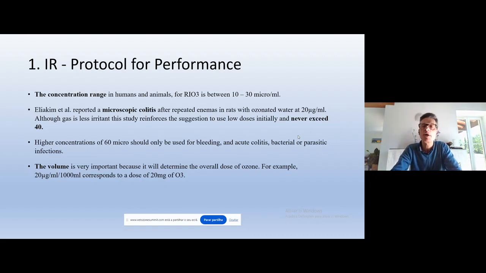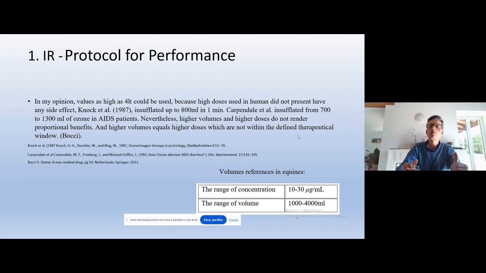In terms of volume, I want to leave the idea that the volume is very, very important, because the volume will determine the total dose of ozone that is administered, and this is very important for our calculations as well. In terms of volumes, we have a wide range, because of the studies with ozone, it was Carpendale. I think Carpendale is the human medicine doctor from New York who started treating patients in the 80s.